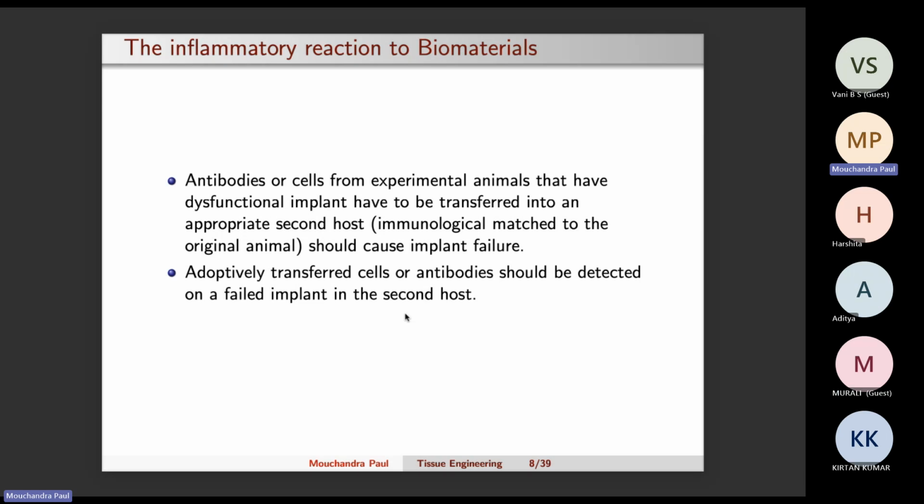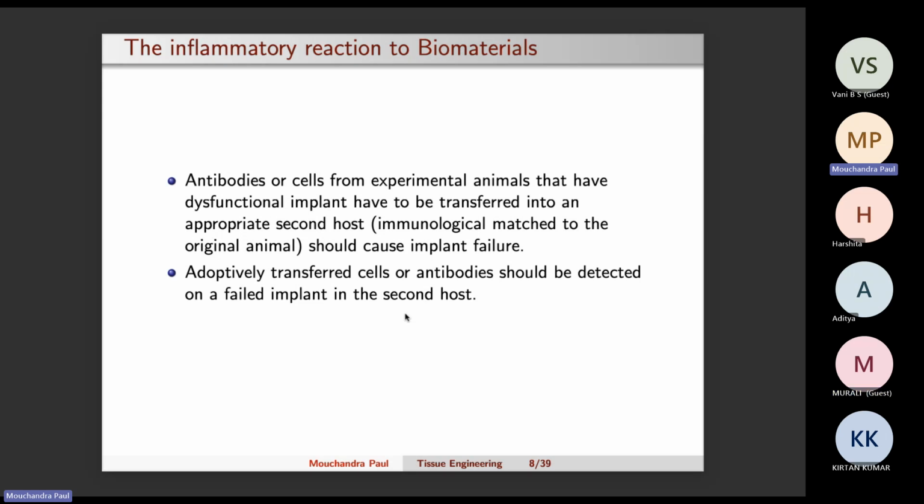So if you have started your experiment with mice, then the second host will also be mice, and those two mice should be immunologically matched. All right, just like we do tissue type matching before organ transplantation. In this case also we have to match them immunologically.